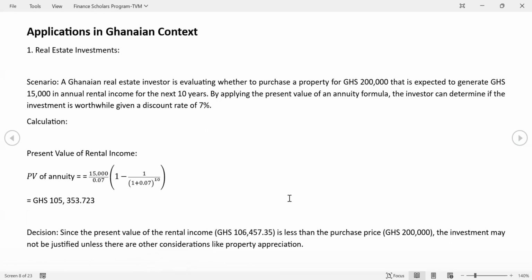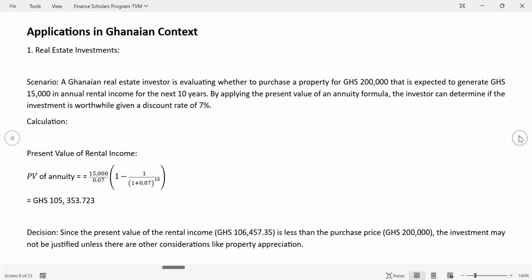So you are a real estate investor, and you evaluate whether to buy the property for 200,000. It's expected to generate 15,000 in annual rental income for 10 years. It means that when you buy the property and rent it to people, every year you receive 15,000 for the next 10 years at a rate of 7%. So if every year we receive 15,000 and say, okay, I want to receive all the money today, not every year, I want to check whether the amount you receive today would be worth your investment in that property. So that's basically what it is.